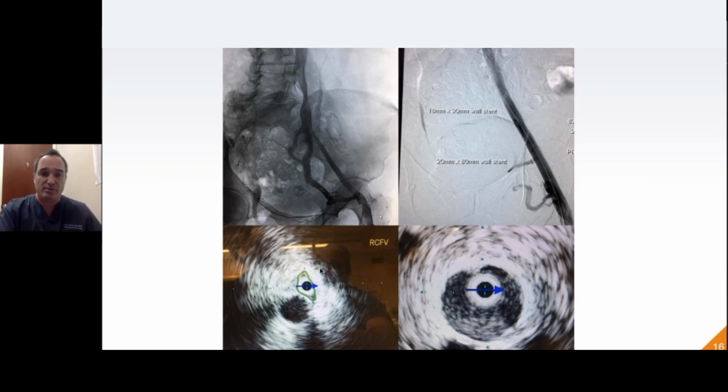Well, we also have this modern technology called IVUS, which stands for intravascular ultrasound. This is the device, this little white circle, and the green over here is how tight the vein is right here.